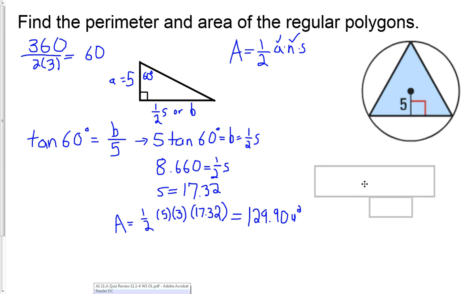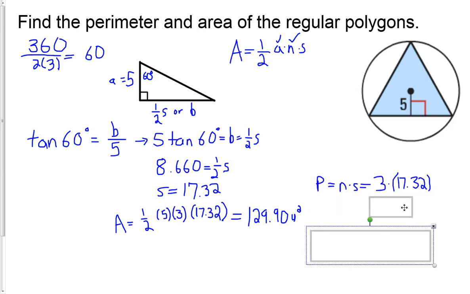Next, we need perimeter. Perimeter equals number of sides times side length, and we get 3 times 17.32, which is 51.96 units. That is our perimeter.